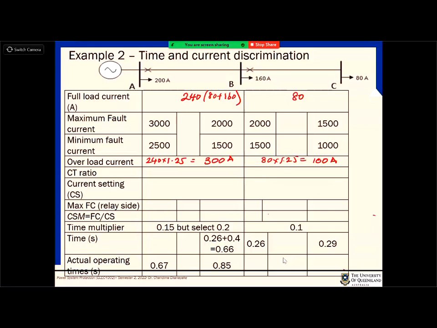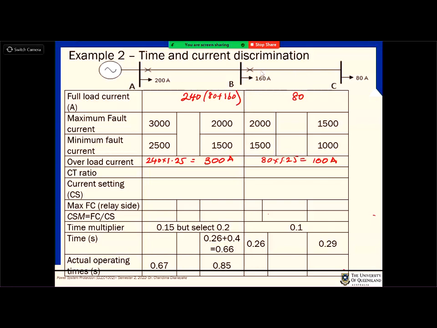So if you are using 1 amp, what is the maximum load current that the CT at this point is measuring? It is 100 amps, right? Because this 100 amp is going through this CT. This is not going through that CT, because it is in front of that feeder.